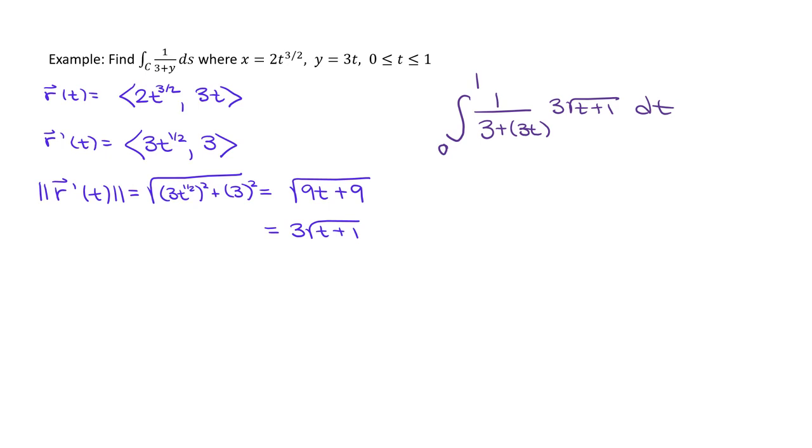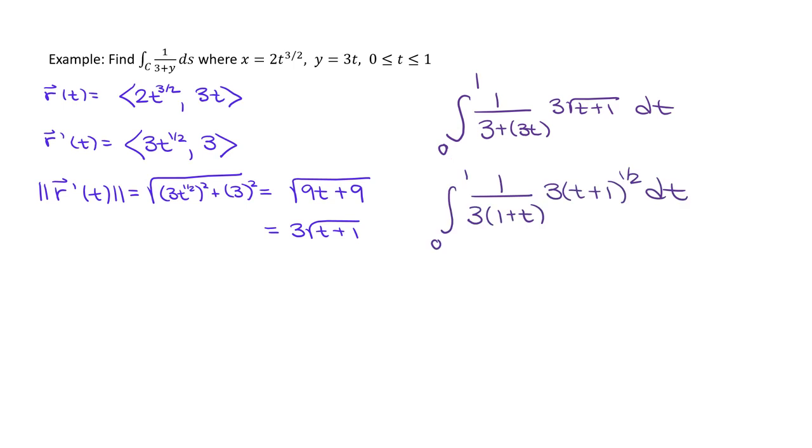So now I'm going to rewrite my integral. I can integrate from 0 to 1. Those are my t values. I'm going to replace my function, 1 over 3 plus y, by writing it in terms of t, plugging in 3t for y. So I'm trying to integrate 1 over 3 plus 3t. And then I replace the ds with my magnitude of r prime dt, or 3 root t plus 1 dt. All right, so this is the integral that we're trying to compute, and this is how we're going to compute line integrals.